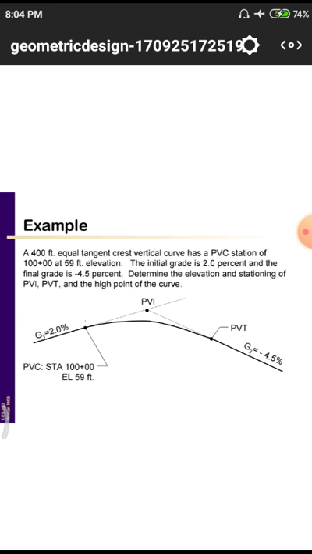This is a particular 400 feet equal tangent crossing a vertical line at a PVC station. It means there may be some quantity of tangents, 100 plus at 59 feet elevation. The initial grade is 2% and the final grade is 4.5%. Determine the elevation of a station PV1 at the height of point 1.